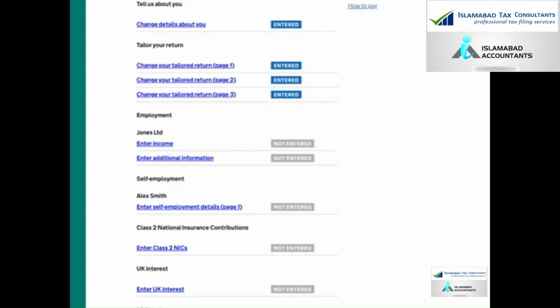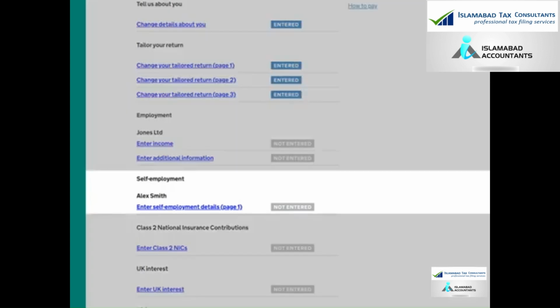It shows the sections of the tax return you said you need to fill in when you tailored your tax return. Entered means you have already given the information needed to complete that page. Not entered means you still need to fill in these pages. Links are provided to take you to each page, so you can enter the details, or if you realise you've made a mistake, you can easily go back and change your entries.